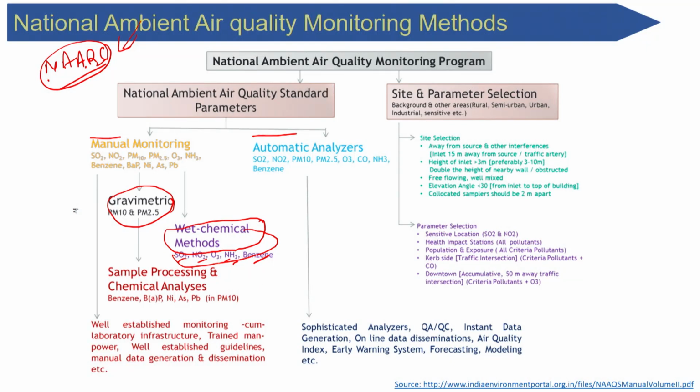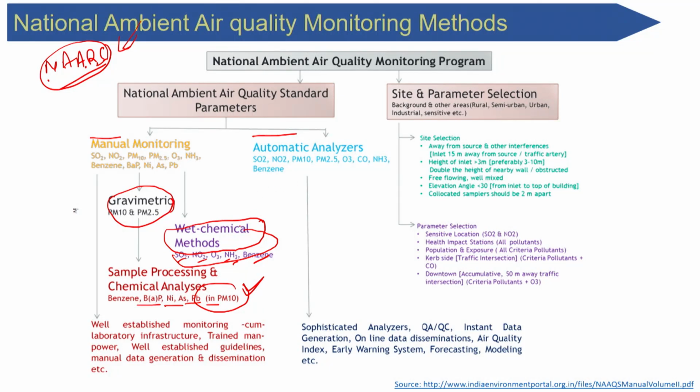For PM10 you measure benzopyrene, nickel, arsenic and lead in the PM10 fraction. As I said, we usually measure these in PM10 fractions, not in PM2.5. For this you need a very well established monitoring laboratory infrastructure, trained manpower, well established guidelines, manual data generation and dissemination, etc. So this is very important.